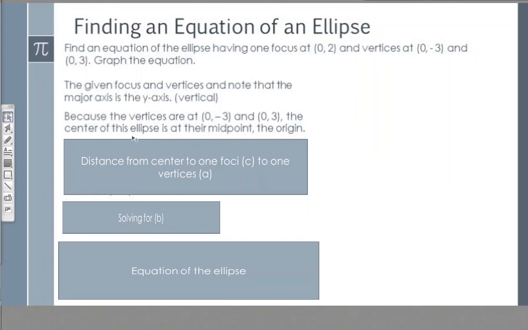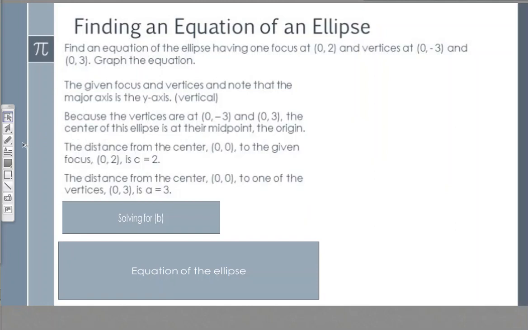So now I want to look at the distance from the center (0, 0) to the given focus (0, 2), which is c equals 2. And the distance from the center to one of the vertices is going to be 3 units. So I know my c and a values. Now I've got to solve for b. And let's hope this equation's set up right. I don't want to have to pause again and fix it. Oh, it's perfect.